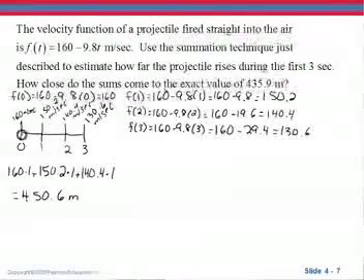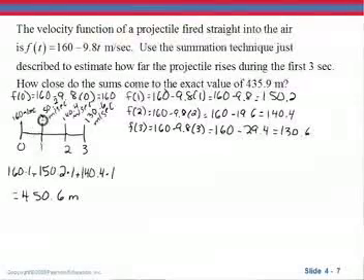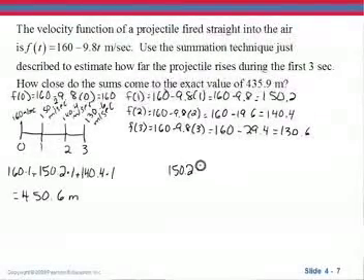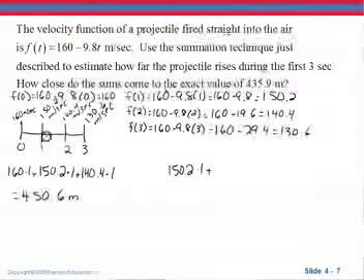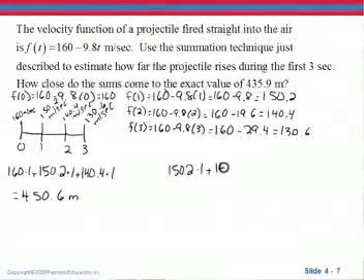Now, if I do the estimate from the other end, if I estimate that for this second I was actually going 150.2 meters per second, that's 150.2 at 1 second. And then for this second I was going 140.4.